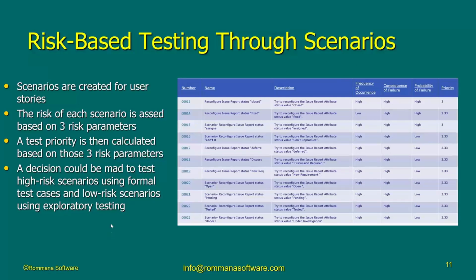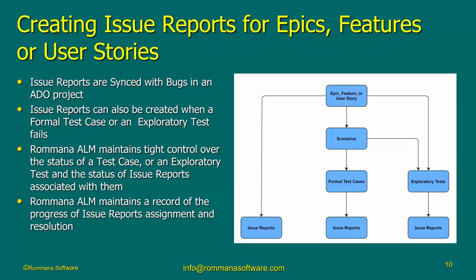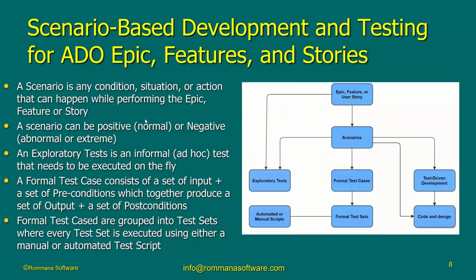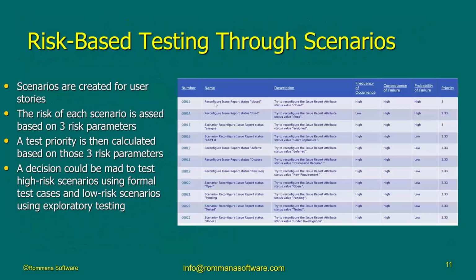So how do we do risk-based testing through scenarios in Rommana ALM? Once you create scenarios, the screen image you're looking at here is just taken from Rommana ALM. This is a list of scenarios. Remember when I said you can click on the number of scenarios? Here, I'm going to go back quick. Remember this screen here? When I said, if you click on this icon, you'll see a list of scenarios created for that specific user story. Well, that is the list I'm talking about here. This is the first screen of the 24 scenarios.